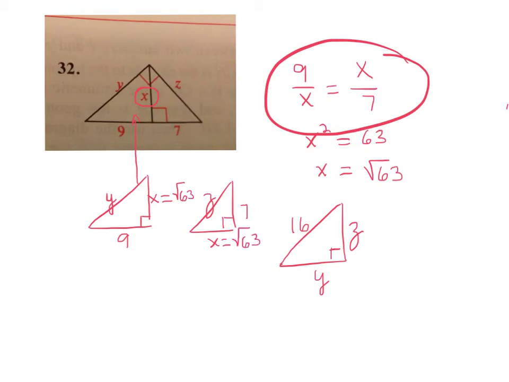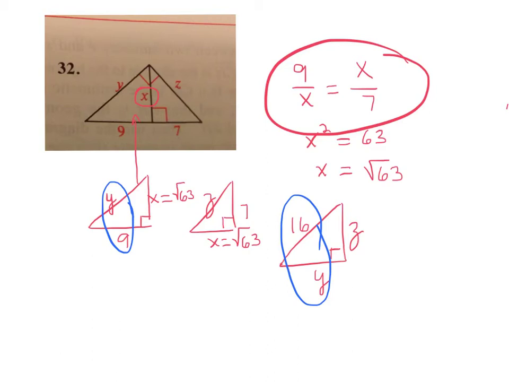Now the next thing I want to do is find another one of my variables. So the other thing that I can do is, if you look, this right here, the y and the 9 and the 16 and the y are also going to correspond to each other. So what I'm going to do is circle them real quick so that you see that they're in the same sides of the same triangles. So now I can write that as another one.